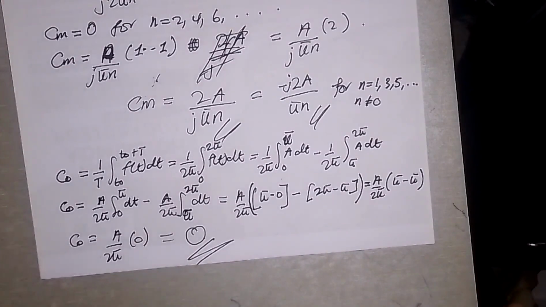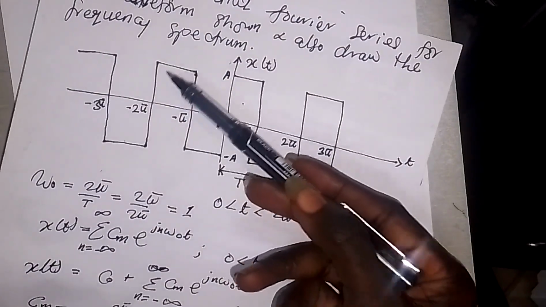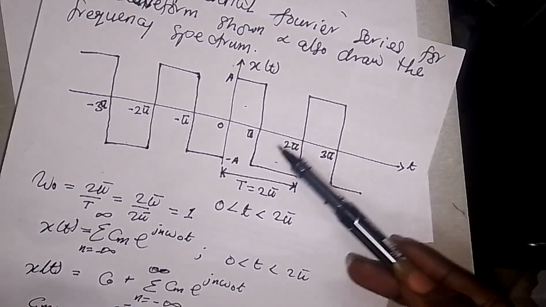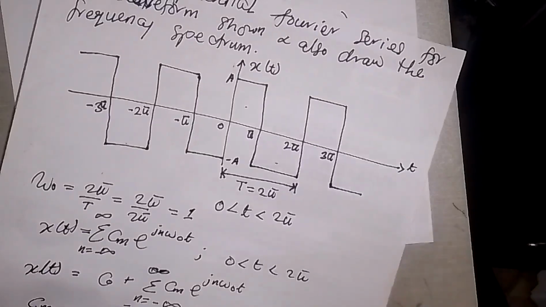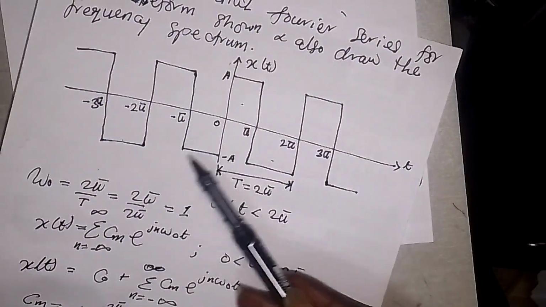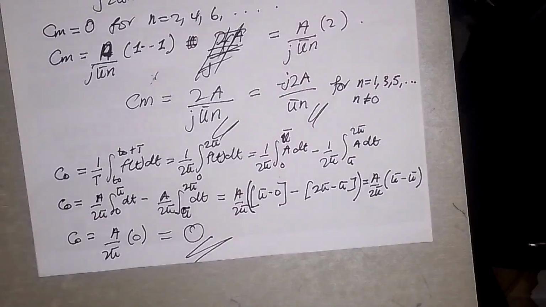That is very understandable. Why? Because if you look at your waveform, negative is equal to positive, positive equals negative, so everything will cancel out. Negative will cancel positive, and positive will cancel negative. Everything will go out. So that's how you do it.